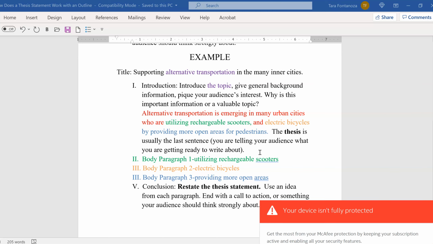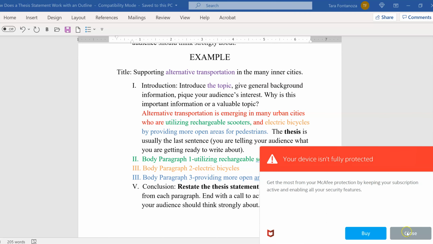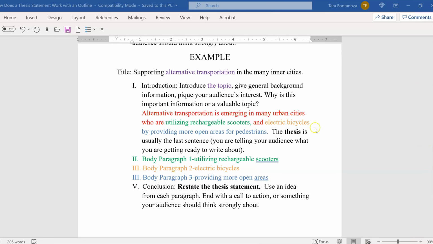If it was an actual title, it would be capitalized, the S, the A, the T, the M, and the C, because it's a real title. This is an example paper. I'm giving you just an idea of what to write about. So an example outline. So introduction.